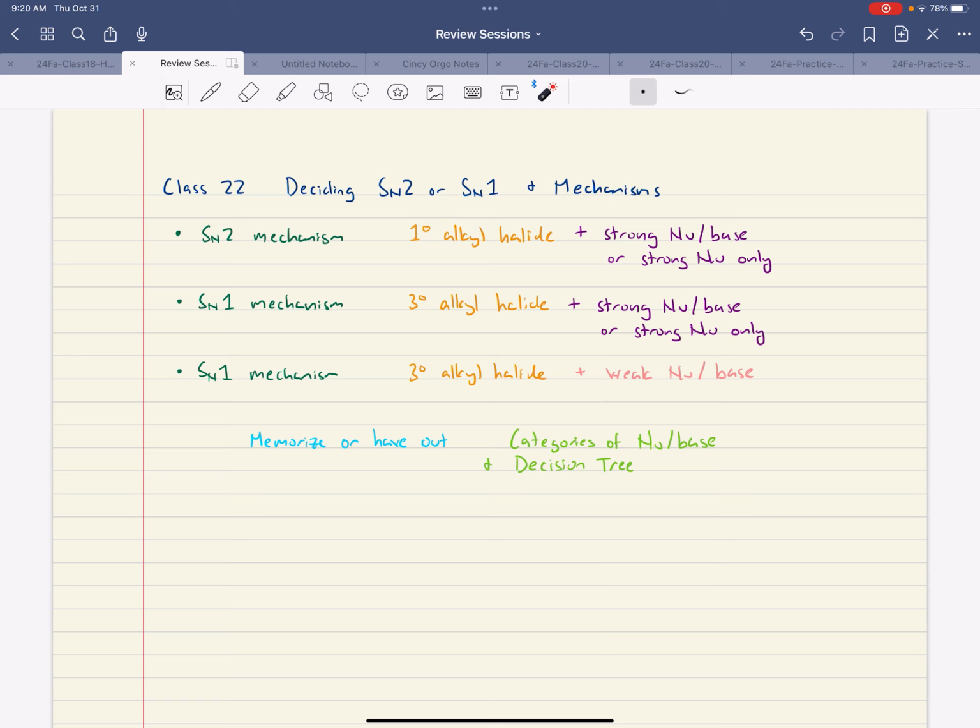I think many of you will be happy with this video in particular because I am going to write out the mechanisms for SN2 and SN1 under different conditions. We have an SN2 mechanism if you have a primary alkyl halide with a strong nucleophile or base, or strong nucleophile only. SN1, sometimes you'll see it also with a strong nucleophile or base, or strong nucleophile only. But if the nucleophile is weak and neutral, there is an added step to the mechanism. So we'll go over these three mechanisms.